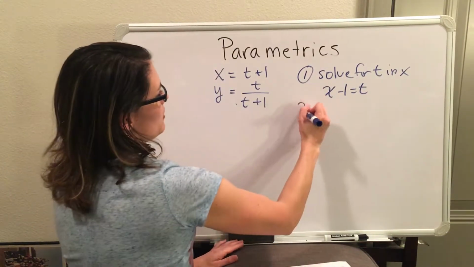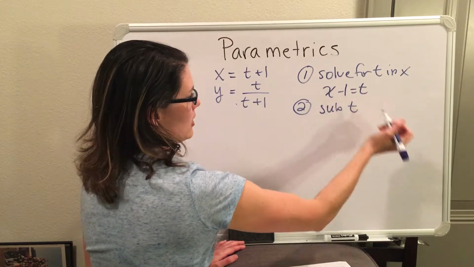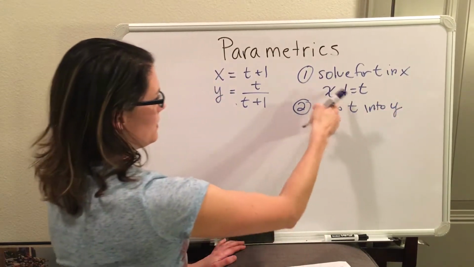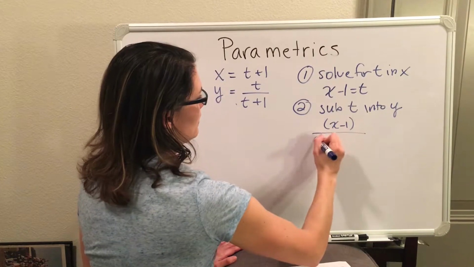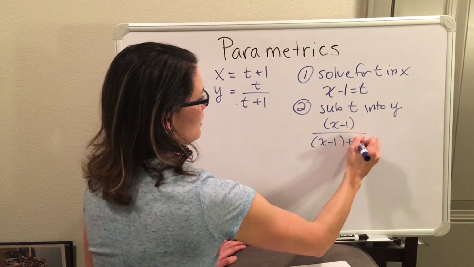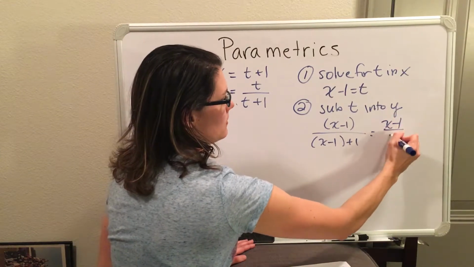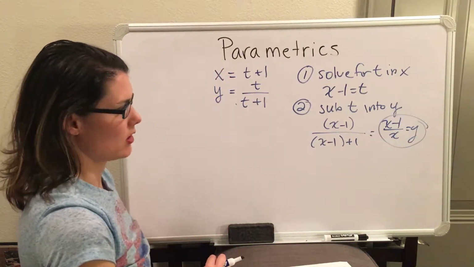And then in step 2, you're going to do substitution. You're going to sub the t equation from step 1 into your y. And so I'm going to plug in x minus 1 wherever I see a t. And you can do a little bit of algebra by combining like terms. And then there is your equation in terms of x.